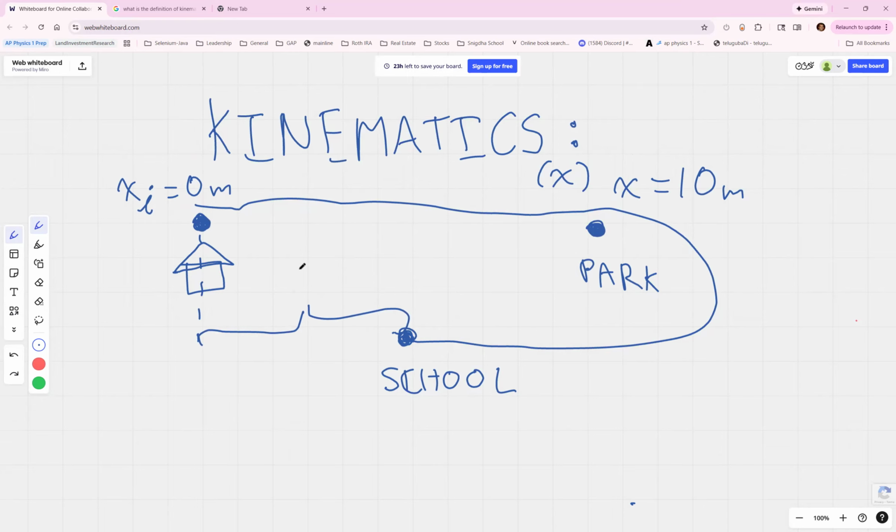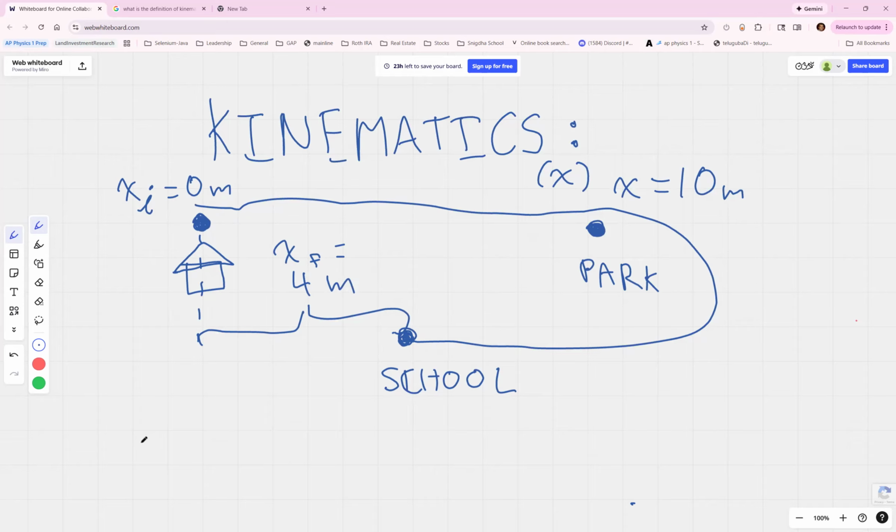So let's say it's 4 meters. Okay, so we're going to say xf is equal to 4 meters. So now the first question is, what is the displacement made from your house to the school? Okay, so now you know that the final position is xf equals 4 meters.